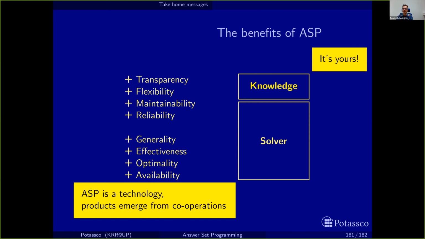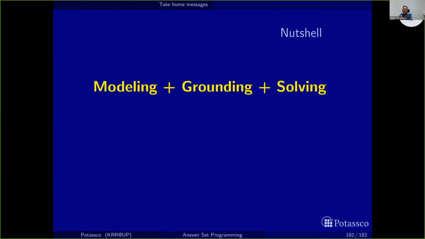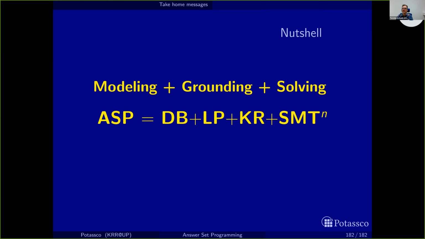This is more or less some of the benefits, why you should use it and what you can do with it. And then in a nutshell again, ASP is not only a solving paradigm, it's a modeling, grounding, solving paradigm. It has all these aspects to it. And it combines technology from databases, logic programming, KR, and SAT, or if you want to be very exact, SMT, where you have, of course, the ASP-specific inferences as well as others on the side, like optimization and stuff like this. And again, all this is bundled here at Potassco, and it's a lot of fun, right?